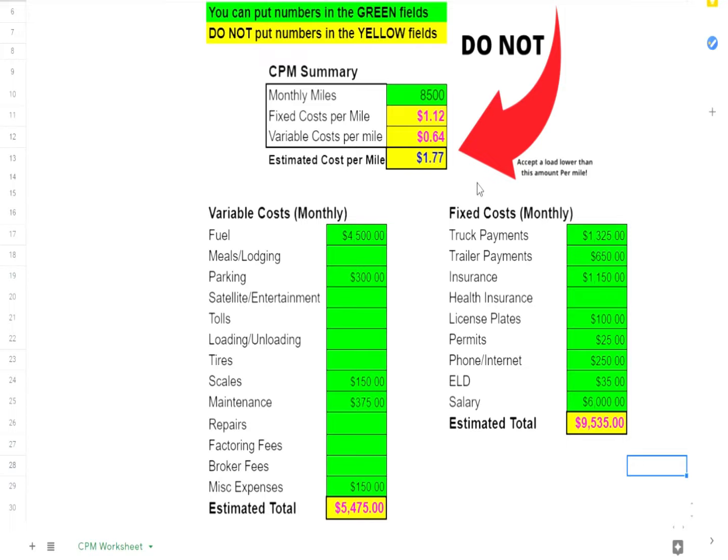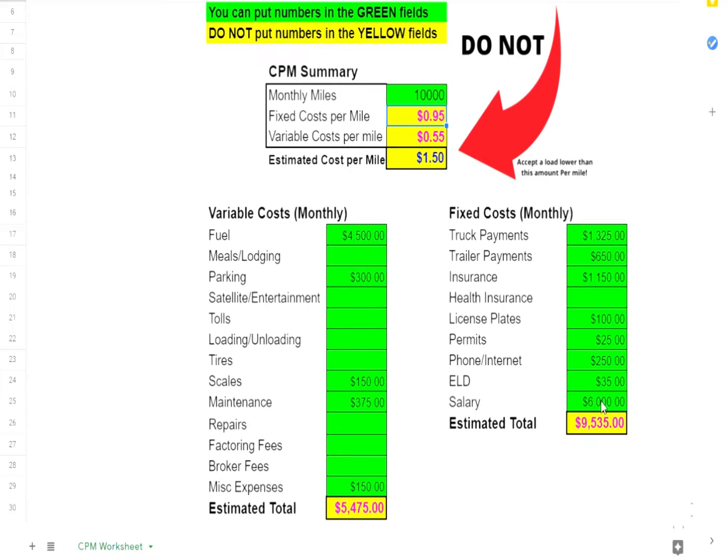Now, how do you manipulate this? Well, why don't we not be lazy and not run 8,500 miles and run, let's say, 10,000 miles in a month? Okay, now look, our expenses came down, right? Because we have more miles, we have more work on our truck using these same figures here, and we now bring our cost down to $1.50. Do you guys see what I'm talking about?